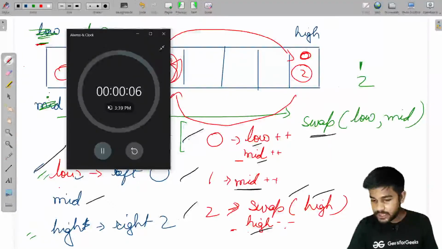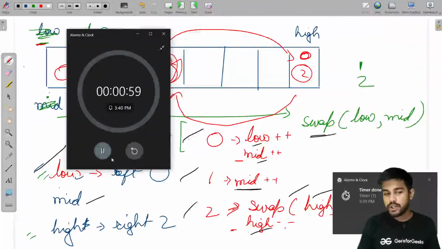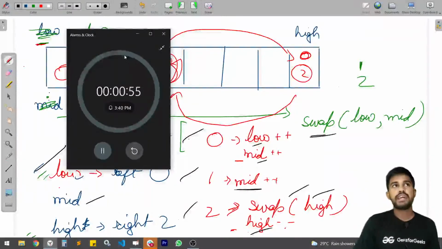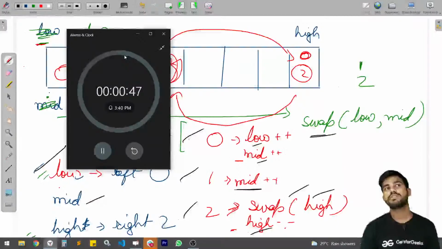Sir, if we have more than 3 different numbers, can we use this approach? I don't think you would be able to use that approach, because the Dutch national flag algorithm, as far as I remember, has only 3 colors. So can we use this with more than 3 numbers?